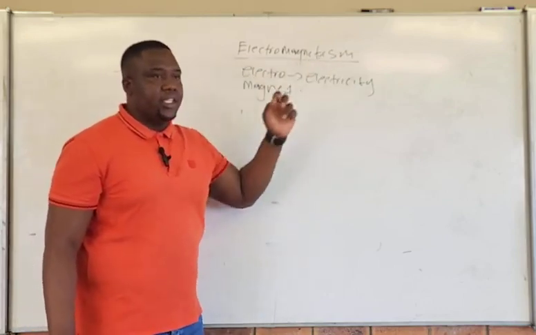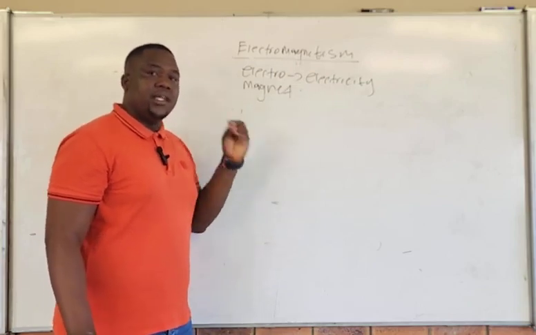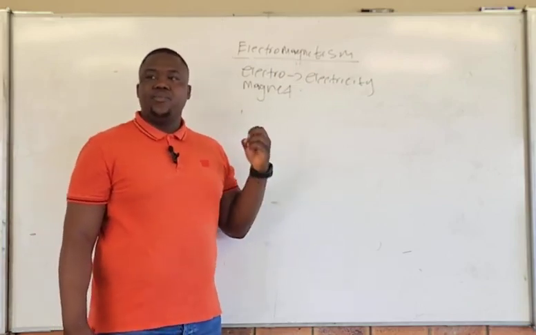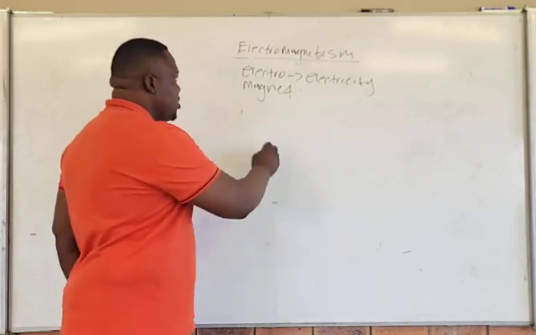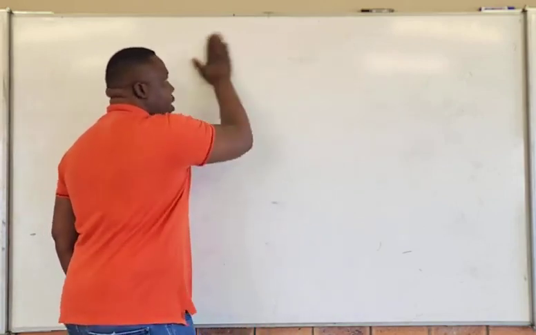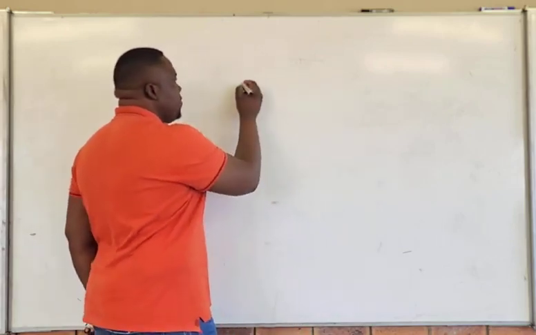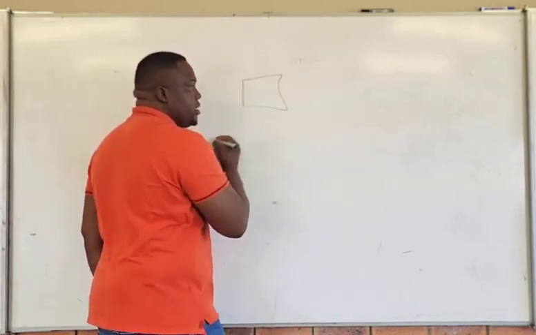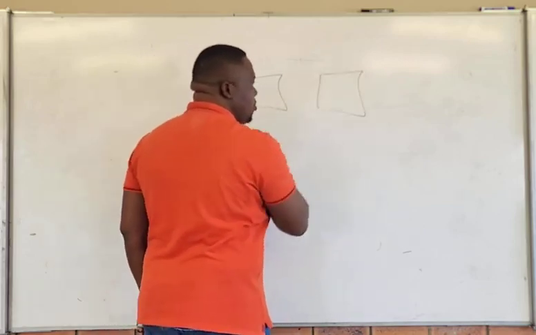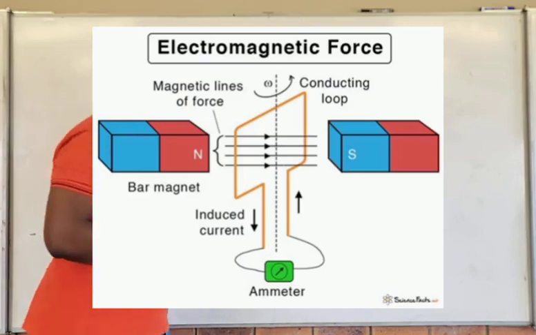In electromagnetism, we have a magnet, and we use a magnet to produce electricity. So, how do we go about that? Ladies and gentlemen, let's take two magnets. This is the North Pole, this is the South Pole.